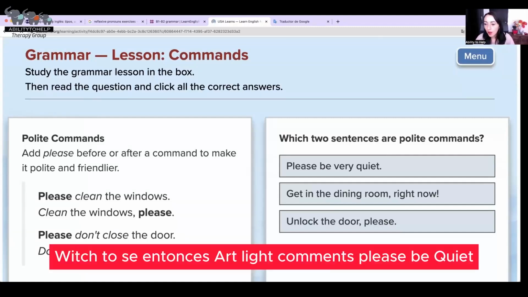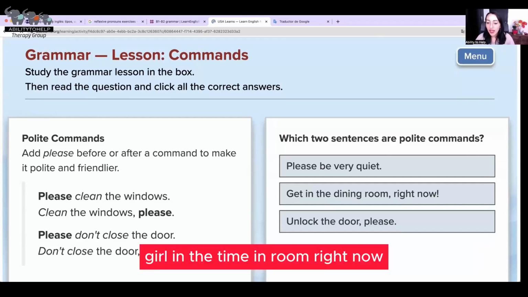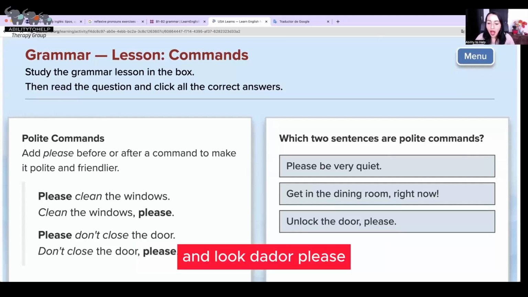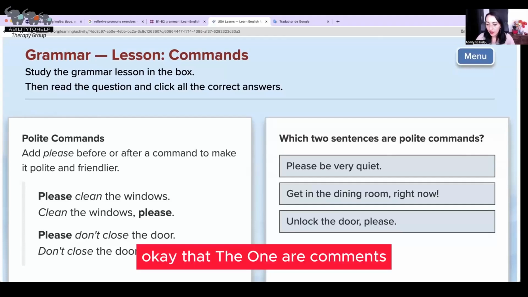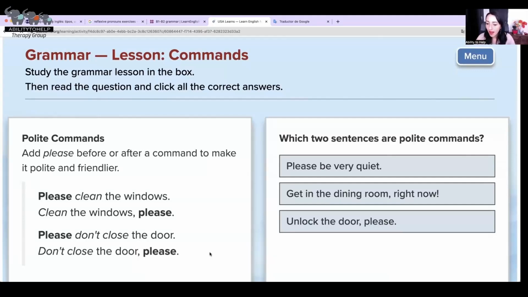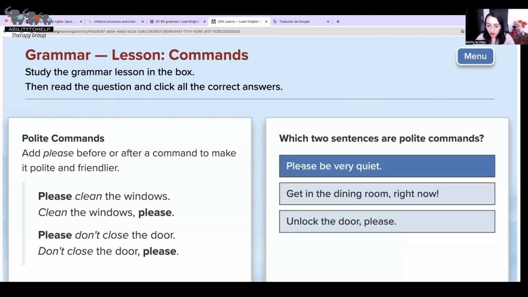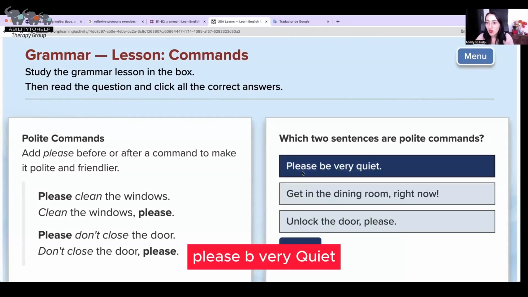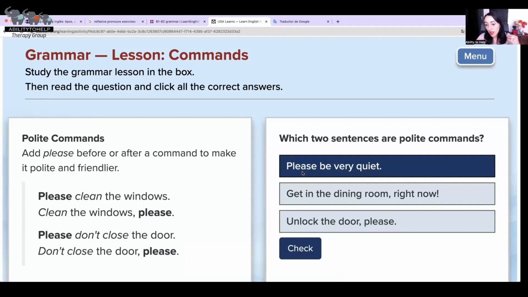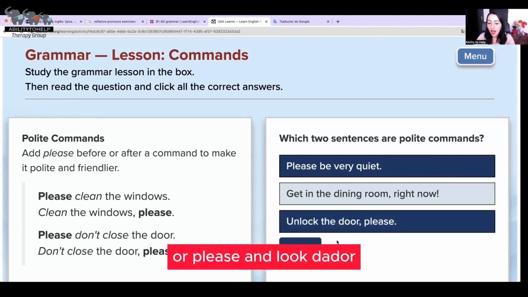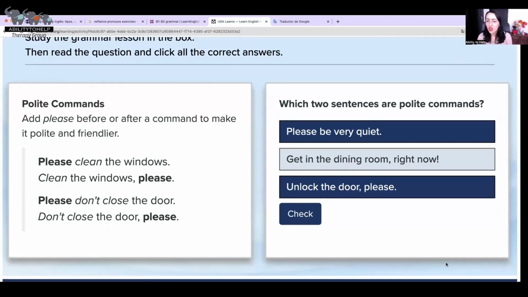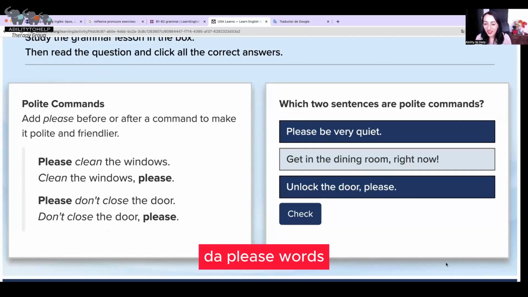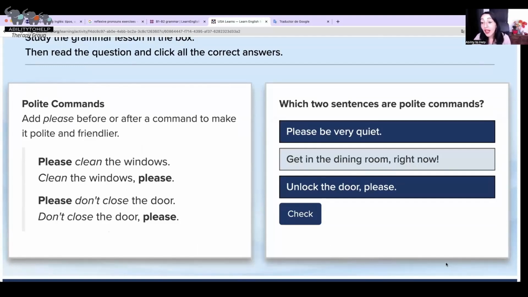Which two sentences are polite comments? Please be quiet. Get in the dining room right now and lock the door, please. Okay, the third one, they are comments, but two of them are a little bit more polite. So please be very quiet because I am in a meeting, so I need you to be quiet, please, be quiet. And lock the door, please. Or please, and lock the door. The second one is not really kind or really polite because you can't see the word please. So that's why it's not really polite, but it's a comment too.